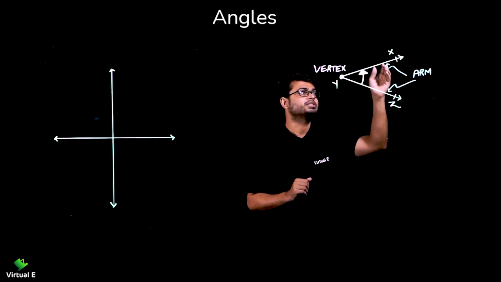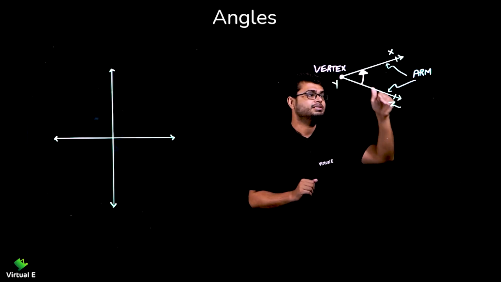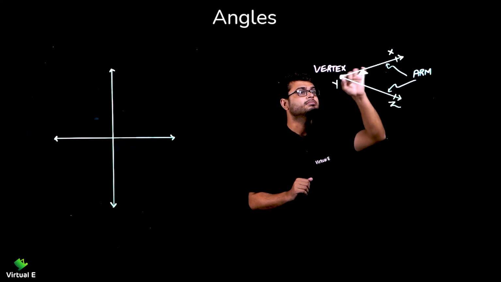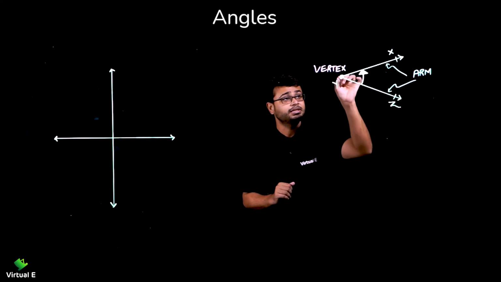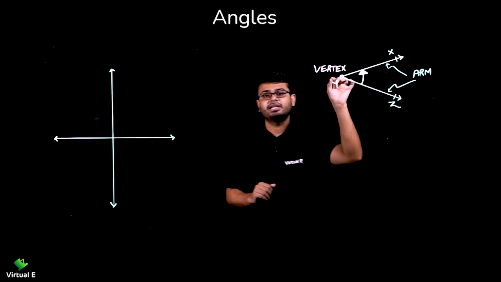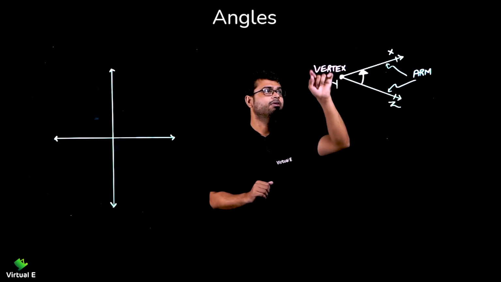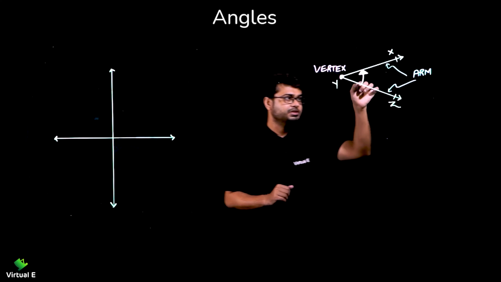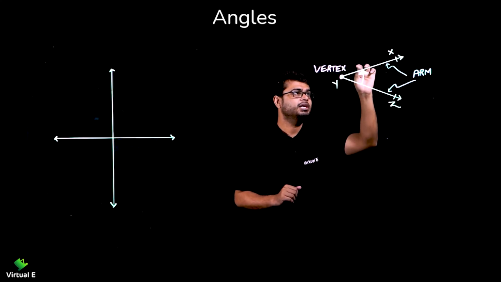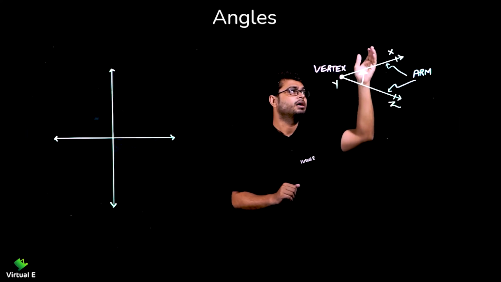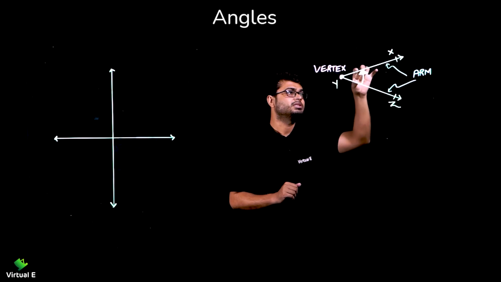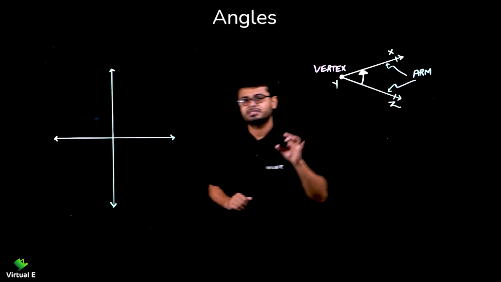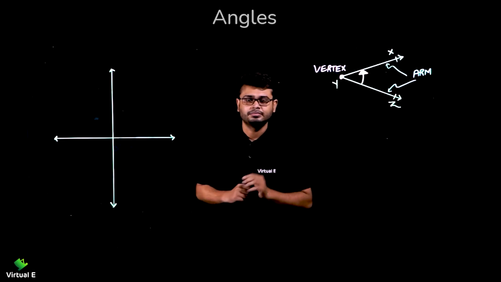So if we talk about this angle XYZ, this is one arm, right? And this is the another arm, and the point where they intersect is called the vertex, and the space between them is called the angle, right? So this is the angle of XYZ between two arms. This is the space. That space is called the angle.